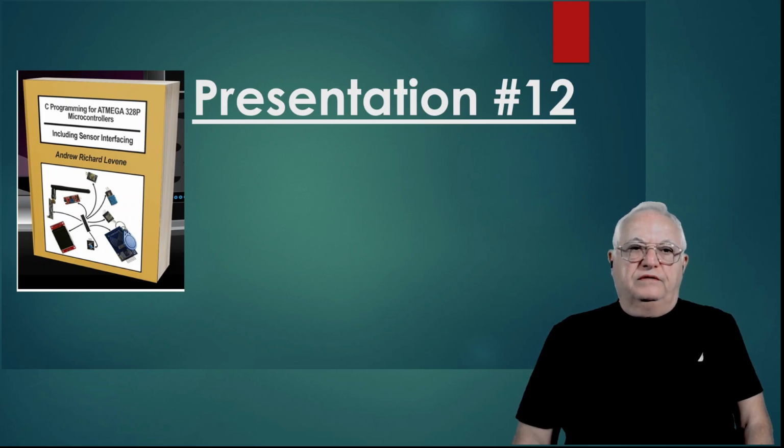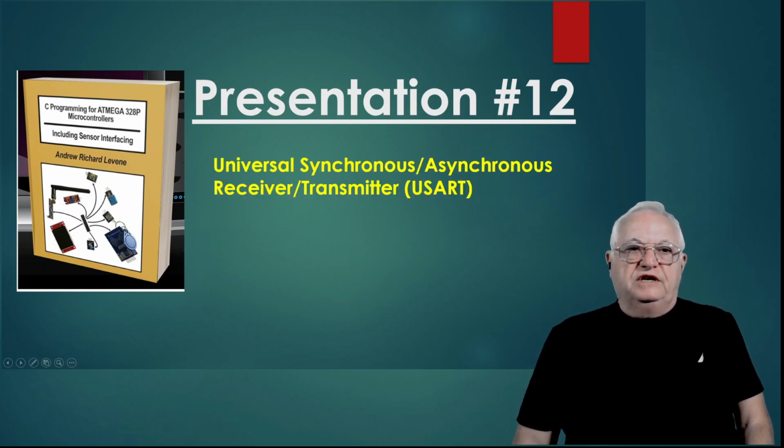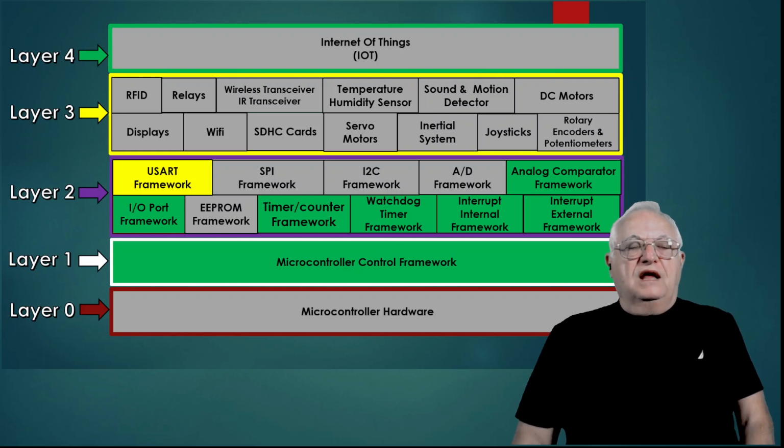Presentation 12. Today's presentation we're going to deal with the universal synchronous, asynchronous receiver transmitter, the USART. As usual, I like to start by showing our architecture. The items in green are the ones that I've already presented, and today we're going to talk about the USART. That's in layer 2.